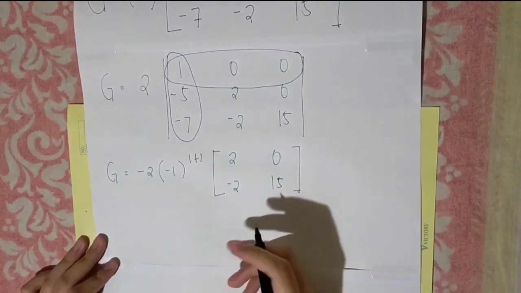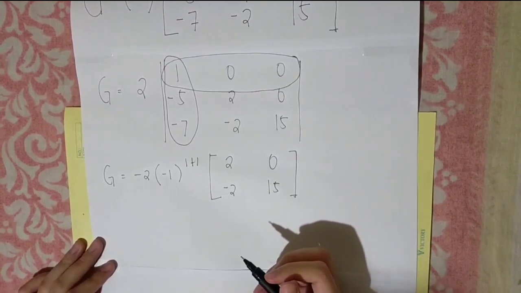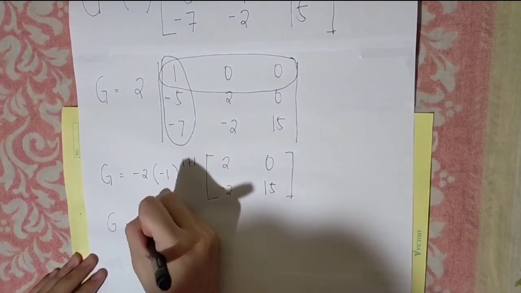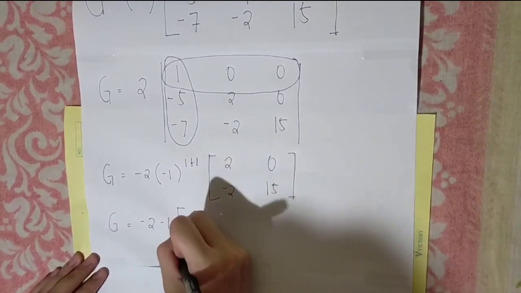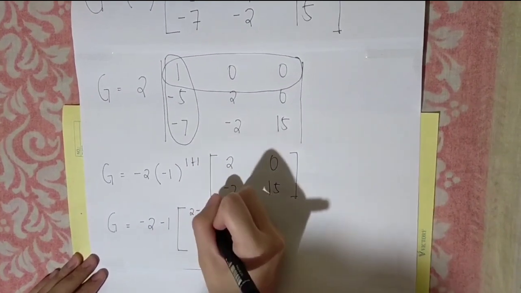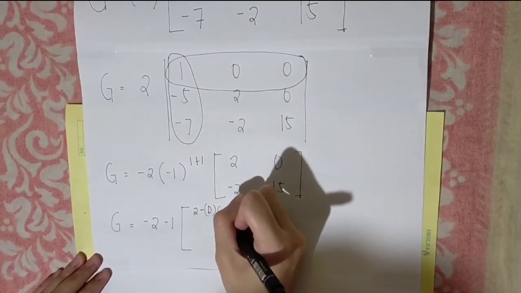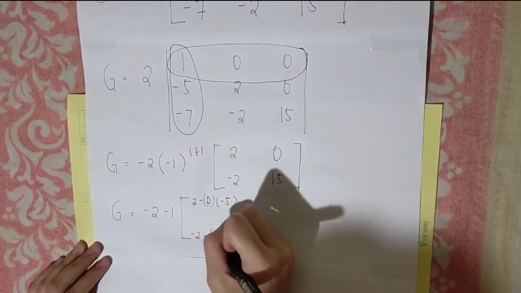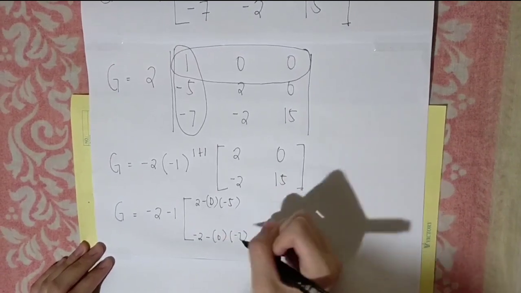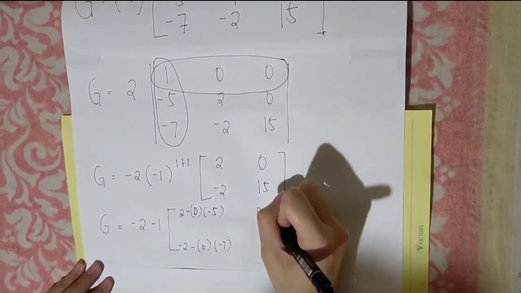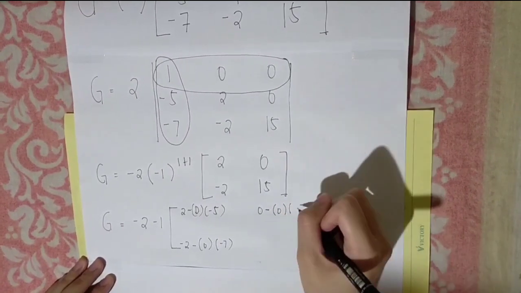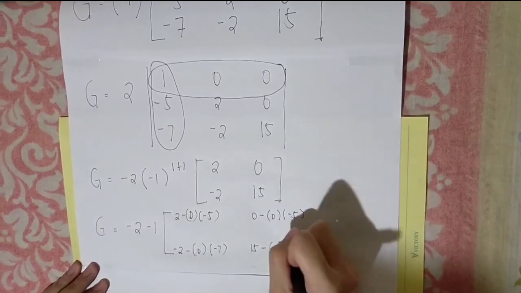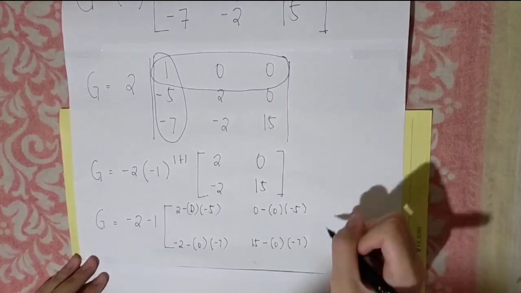Thereafter, subtract from the remaining entries the product of the column with which they intersect. -2 minus 1... 2 minus 0 times -5, -2 minus 0 times -7, 0 minus 0 times -5, 15 minus 0 times negative 7.